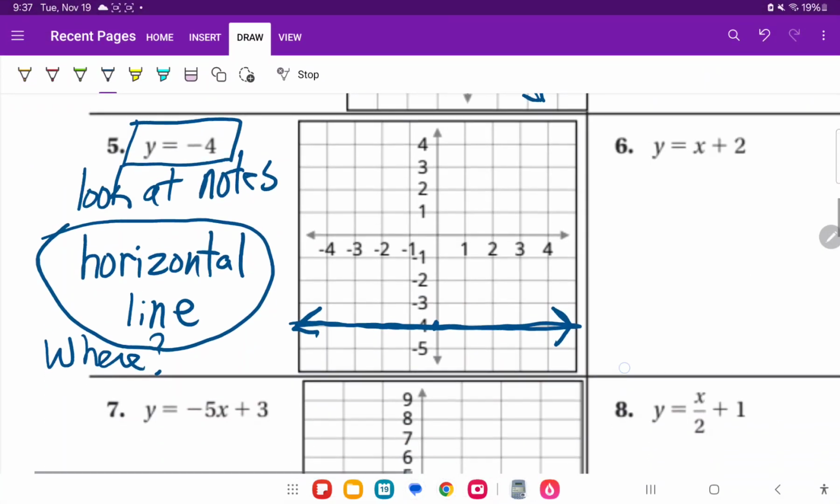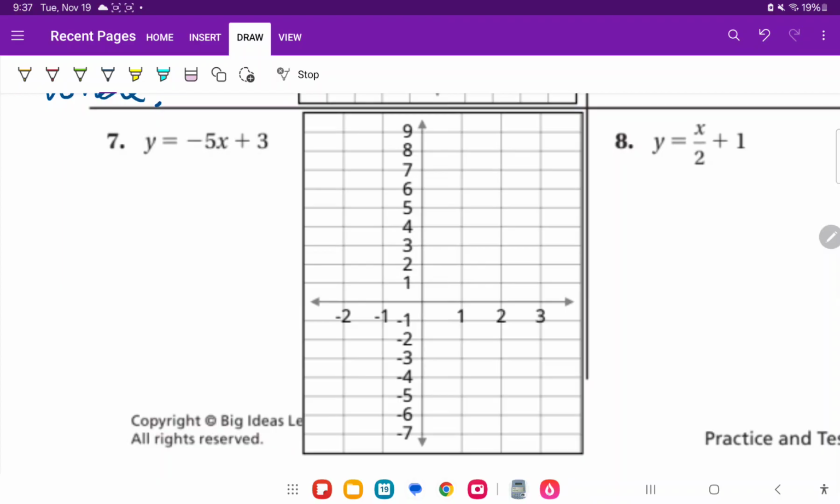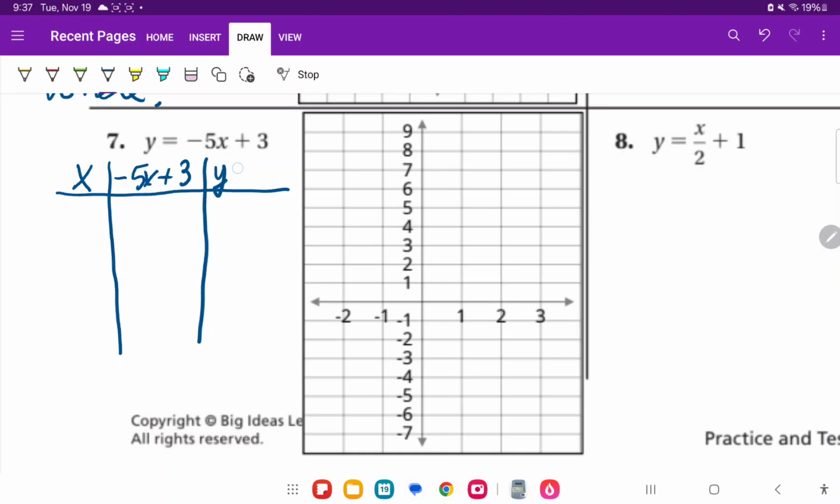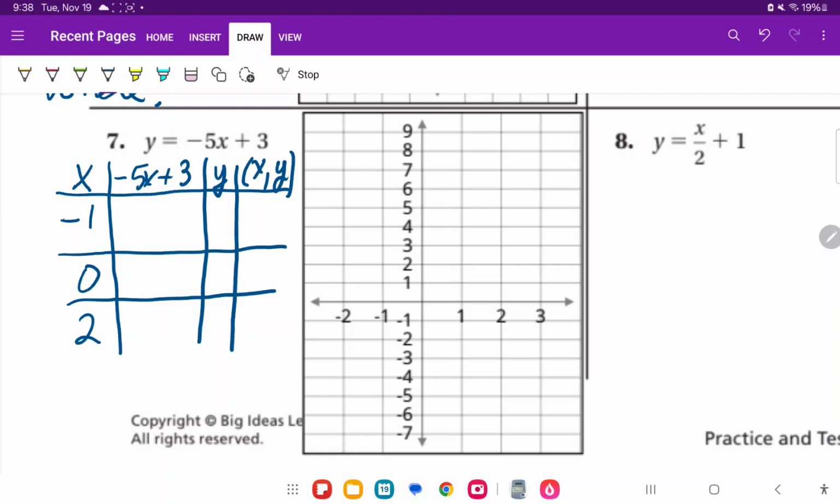And we're going to do number 7. So on number 7, we're going to do our table, right? We're going to do our y. We're going to do our -5x plus 3 is our equation. That's going to give us our y. And then that's going to give us our point that we're going to use. All right, so we're going to use our numbers, -1, 0, and 2 again. So if we put in -1, it's -5 times -1 plus 3.